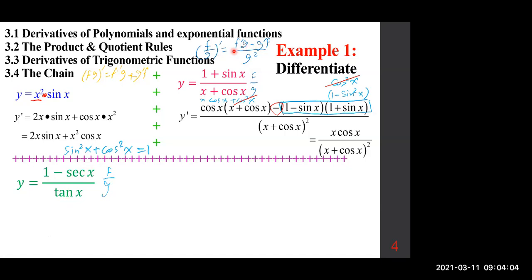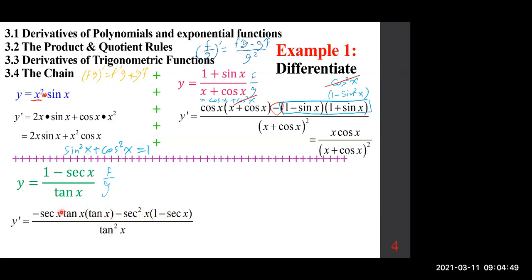G. Minus g prime. So you're going to differentiate the tan, which gives you secant squared. So minus sign. The derivative of that is secant squared times the top. And the bottom, just write it, square it. Okay. And now you can factor things out and simplify. Okay. This is negative secant x tan squared. Okay. This is minus secant squared. Okay. And this is plus secant cubed. Okay. So you can factor them in any order you want.